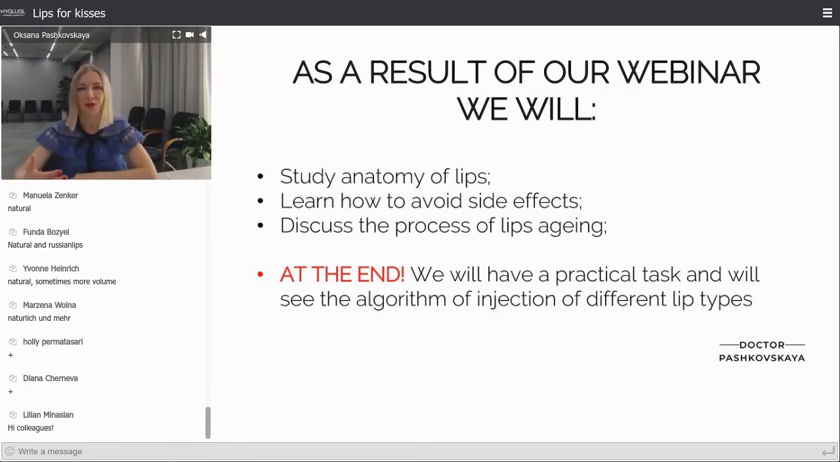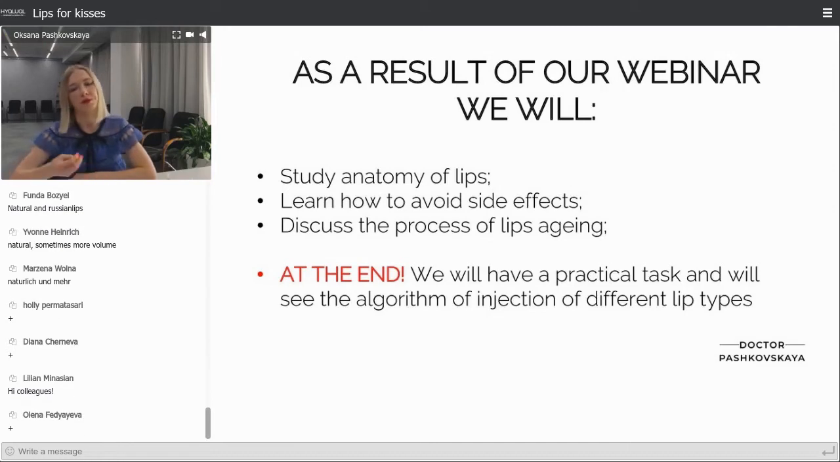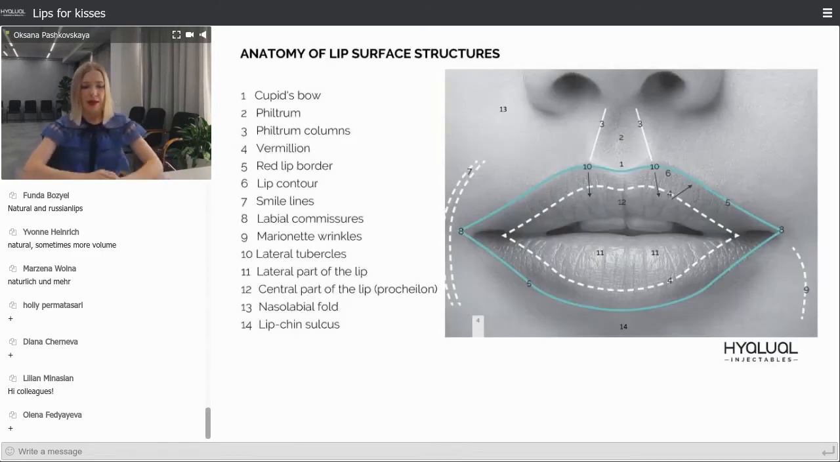And as usual, at the end we have the most interesting part, because in the practical part we will manage difficult lips, with different lip types. We will have 3 modules, and I'll show you how to analyze the face before injection, and then how to inject different lip types. So I hope that the webinar will be useful for you. We will spend time together with really interesting topics and get really useful information. So let's move on.